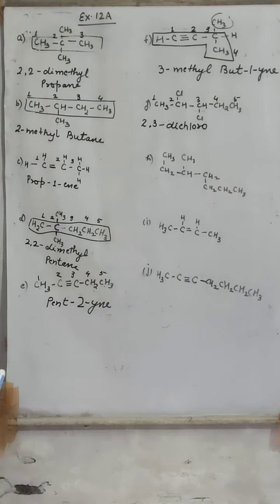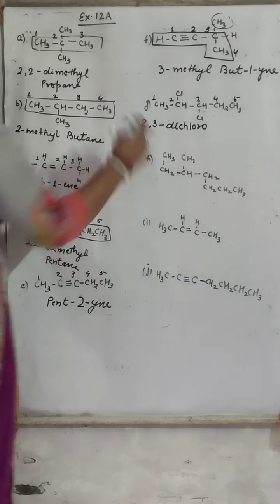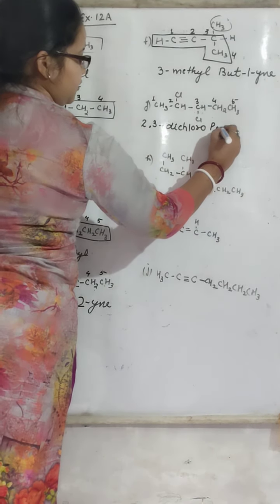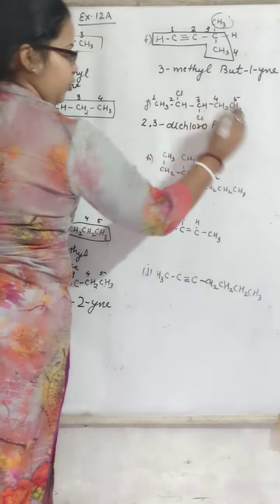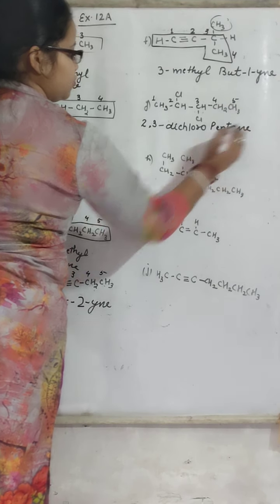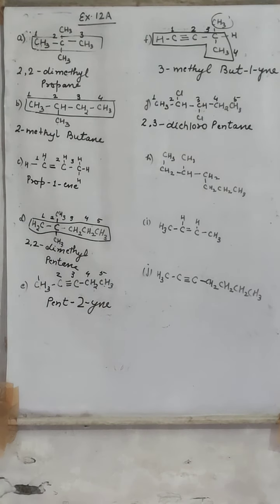Alright, it is done now. No other functional group is present. How many carbons are there? 5. So pent. All single bonds are there, so ane. So 2, 3 dichloropentane will be our answer.